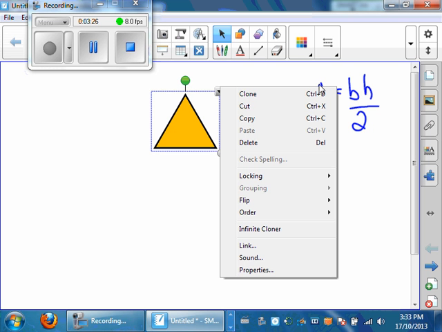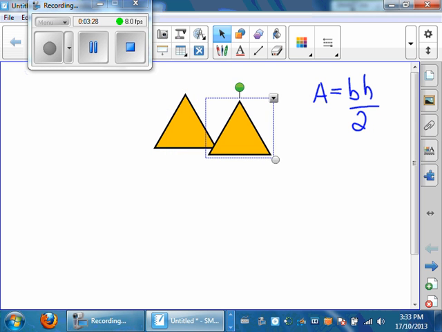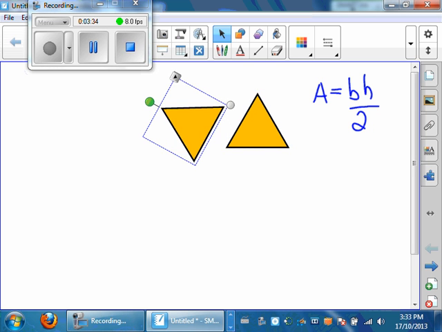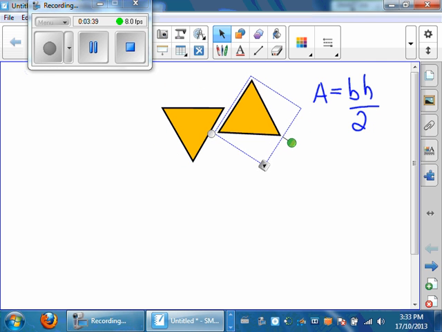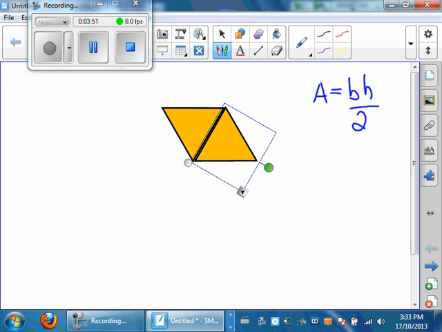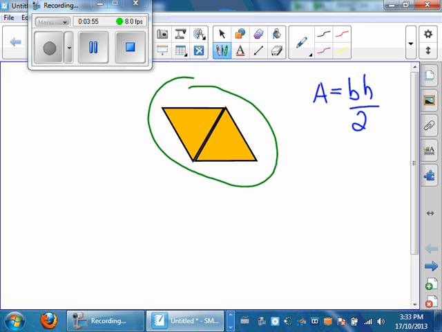So if I just take this and copy it out and make 2 of them, and then take one and rotate it slightly and take the other one and rotate it slightly, and put the 2 of them together, you can see clearly that they have created a parallelogram. Okay, so this whole thing would be a parallelogram.